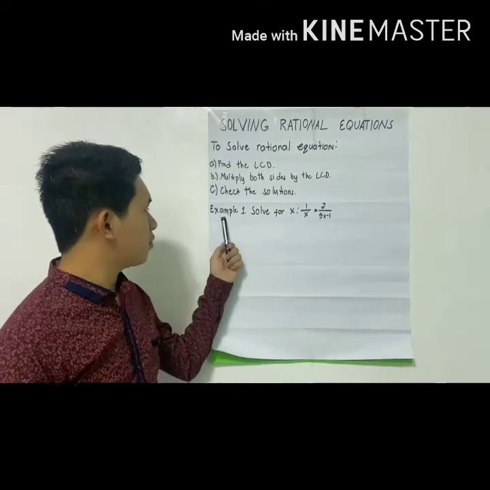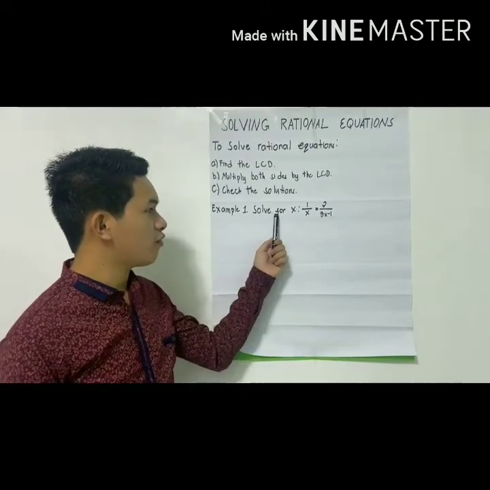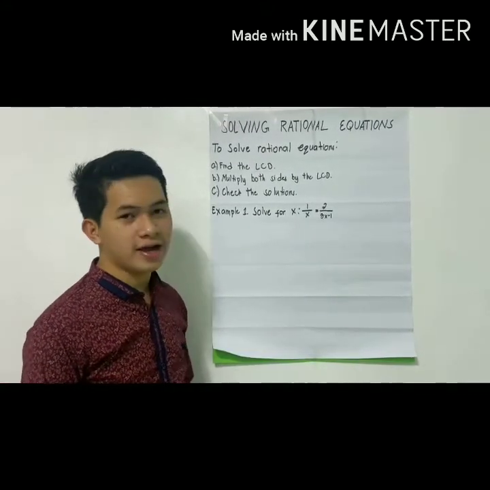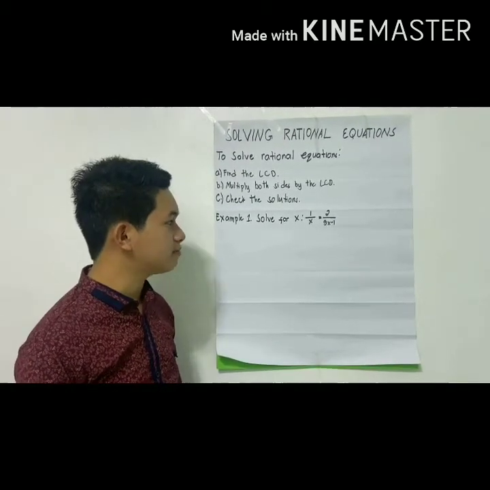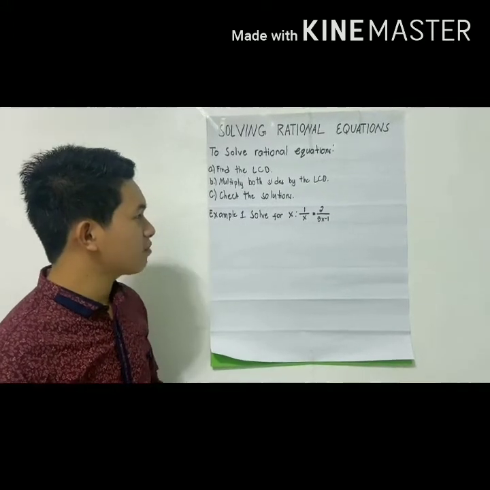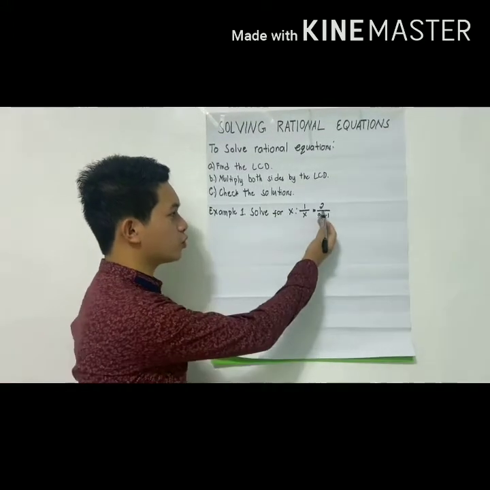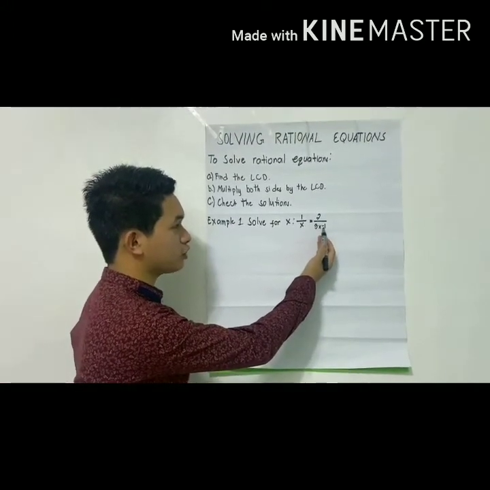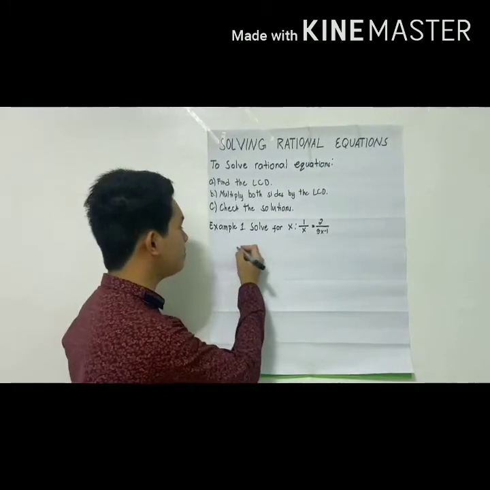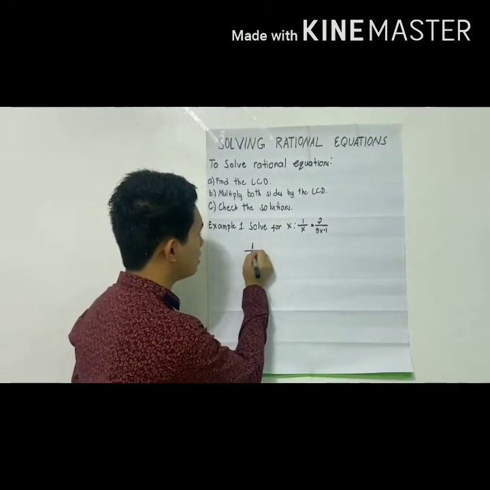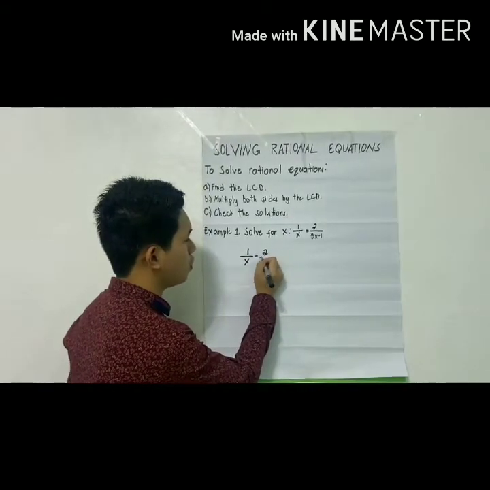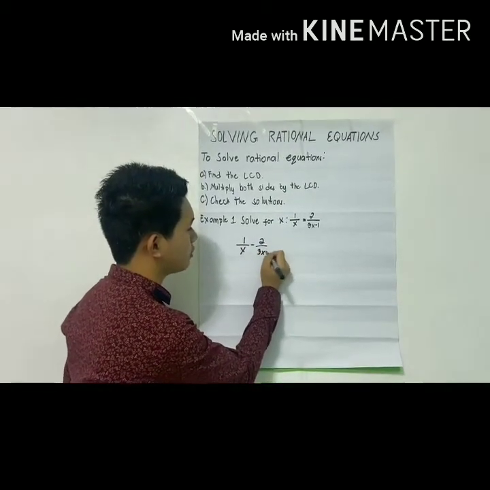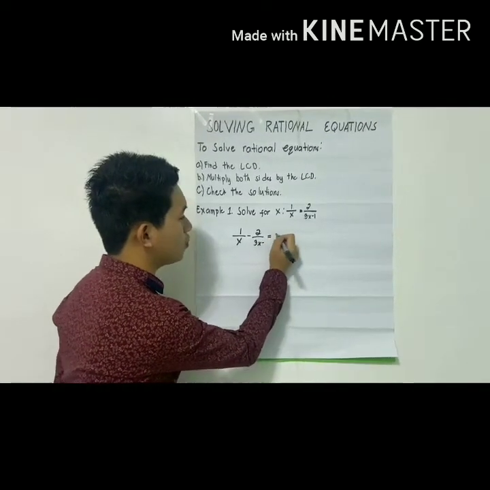The first example, number 1, solve for x, 1 over x equal 2 over 3x minus 1. First, I'm going to transpose 2 over 3x minus 1. That will become 1 over x minus 2 over 3x minus 1 is equal to 0.